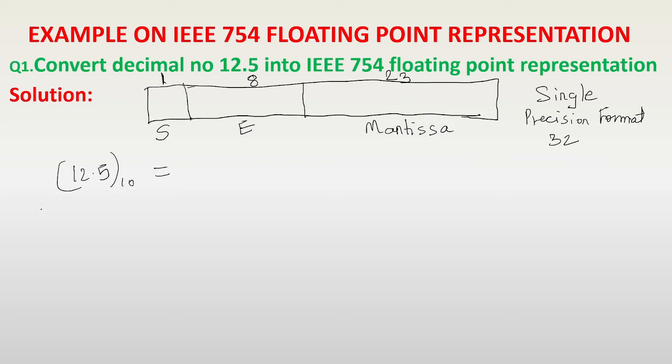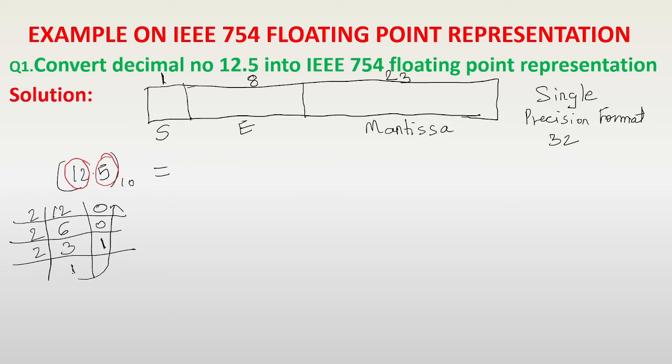Now first we'll convert this 12.5 decimal number into binary. First I'll convert 12, the integer part of the number, and then we'll solve the fractional part separately. So 12 divided by 2 is 6, remainder 0. 6 divided by 2 is 3, remainder 0. 3 divided by 2 is 1, remainder 1, and then 1 remains. It is normal division, and you write the remainder over here. Read it in the reverse way. So 12 is 1100. Now we got the integer part of the number in binary format.